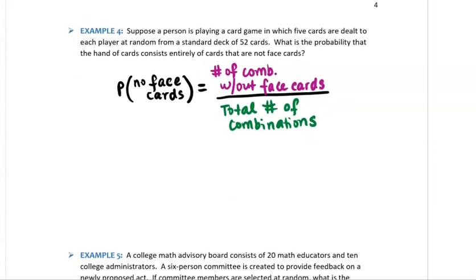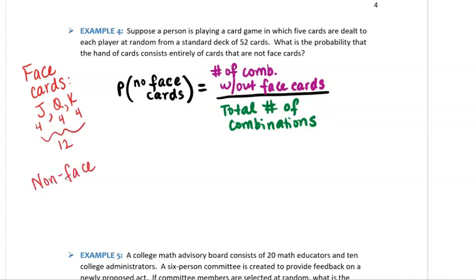Example 4. Suppose a person is playing a card game in which 5 cards are dealt to each player at random from a standard deck of 52 cards. What is the probability that the hand of cards consists entirely of cards that are not face cards? So first of all, let's talk about what face cards are. Face cards are jacks, queens, and kings. And there are 4 jacks, 4 queens, and 4 kings, which means that there are 12 face cards. Out of 52 cards, if we take those 12 away, that means that there are 40 cards that are not face cards.